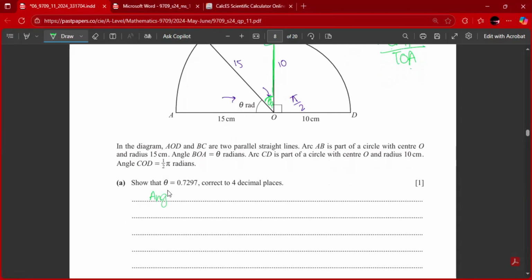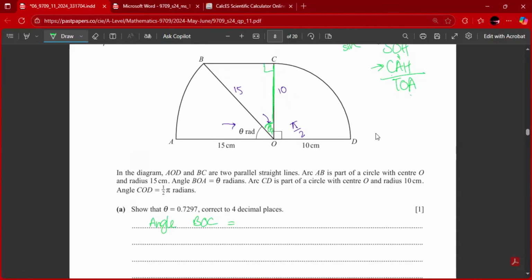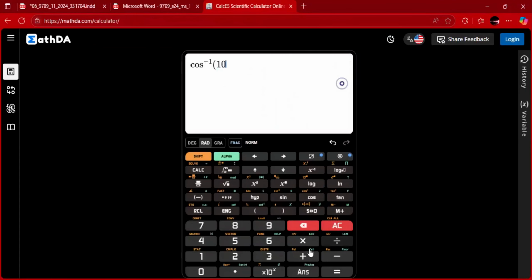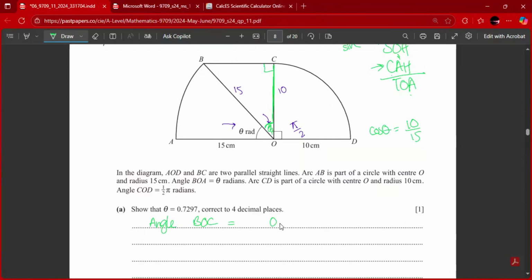You can just prove it, but angle BOC is equal to, okay, so cos theta is equal to adjacent over hypotenuse, 10 over 15. So now let's go shift inverse of 10 divided by 15. 0.8411. Because we need 4 decimal places, let me just round it off to 4 decimal places. Okay, so 0.8411.